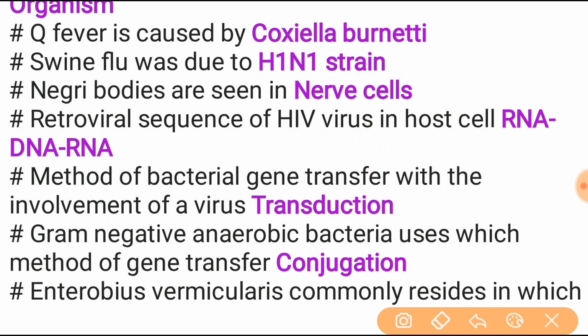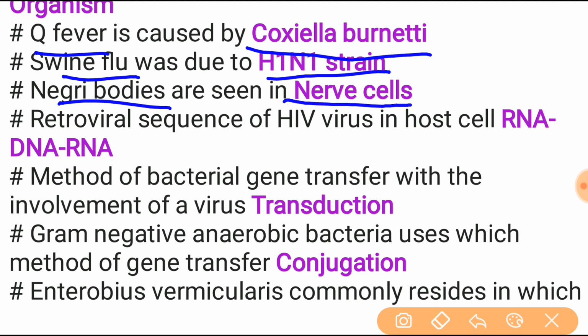Q fever is caused by Coxiella burnetii. Swine flu was due to the H1N1 strain. Negri body is seen in the nerve cell of a rabies-infected person.